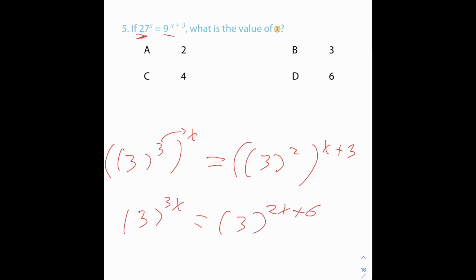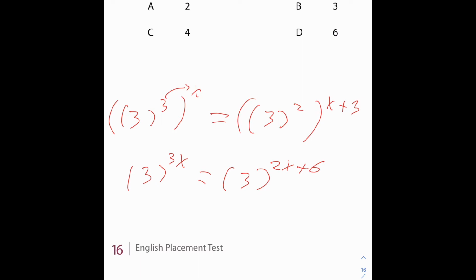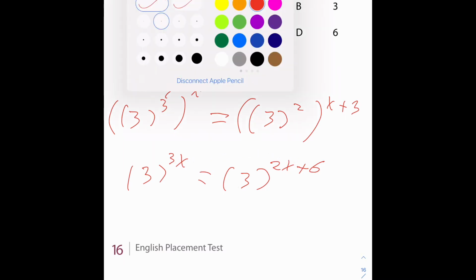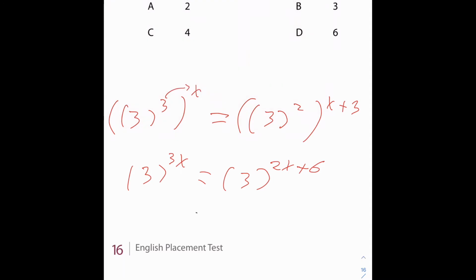Okay, cool. Now what? Now they're the same. You have equal bases. And now you can use the rule that tells you that if you have equal bases, these two are equal. So that would mean that you could say 3x is equivalent to 2x plus 6.